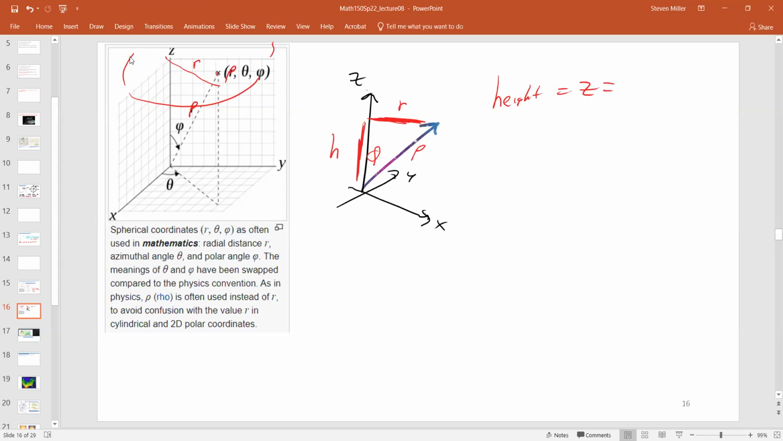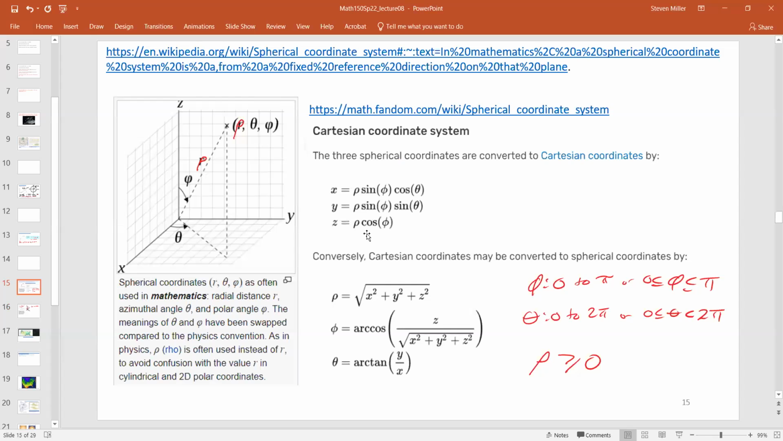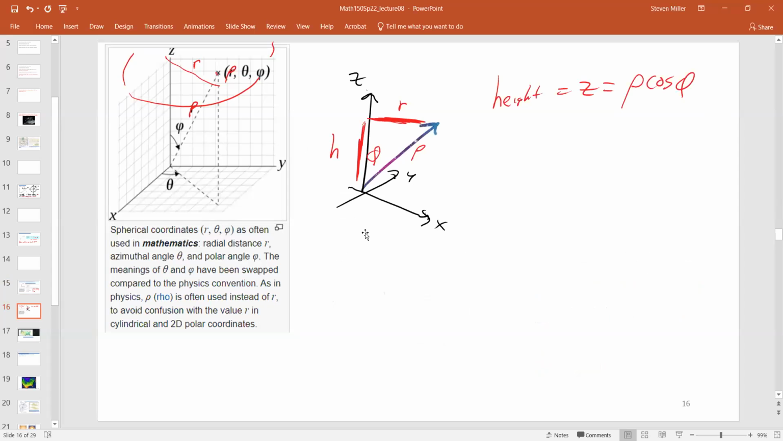That's our z value. If we go out rho and we're coming down phi, we have a triangle. What's the length of the side that's next to phi? It's just going to be rho cosine phi. If we go back a page, oh, good, z equals rho cosine phi. Excellent. Well, if z is rho cosine phi, then what will the radius r equal? It'll be rho sine phi.